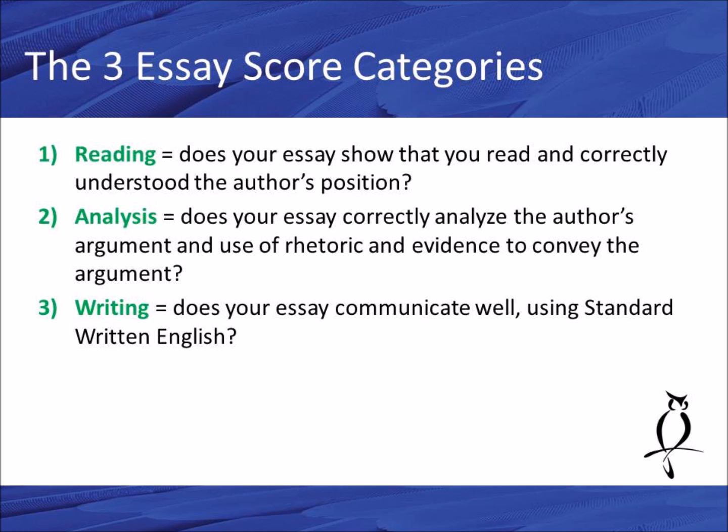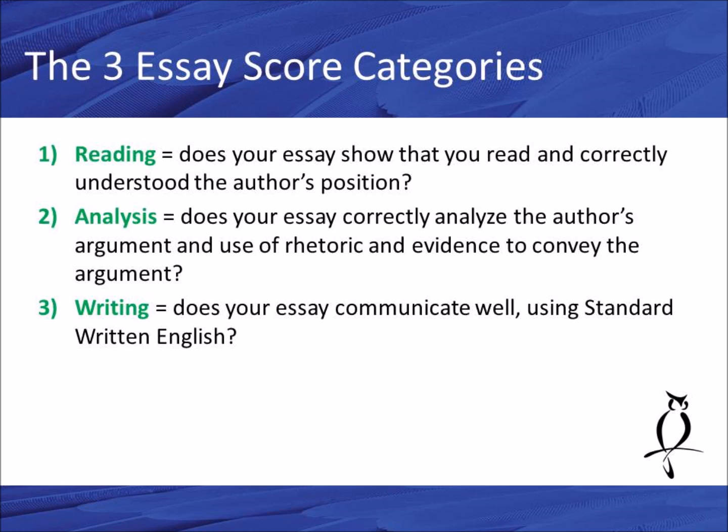Okay, so there are 3 essay score categories, right? Each one 0 to 8. So the first one is reading. This one is basically, does your essay show that you read and correctly understood the author's position? Right? The second piece is analysis. Does your essay correctly analyze the author's argument and use of rhetoric and evidence to convey the argument? And then the third piece is writing. Does your essay communicate well using standard written English?